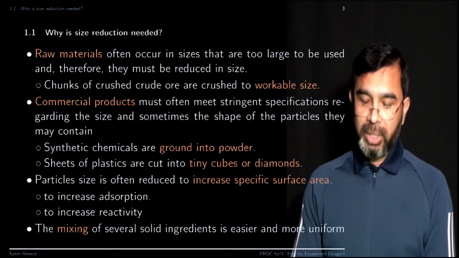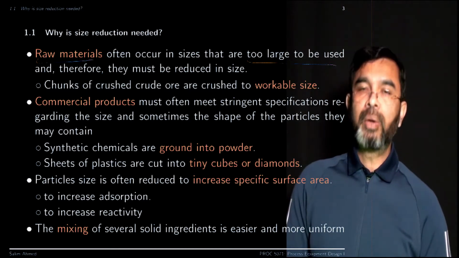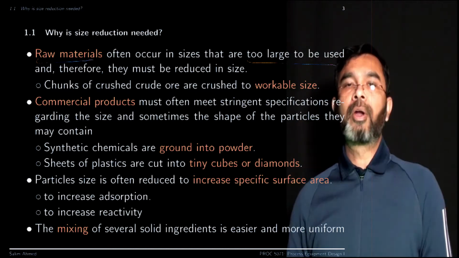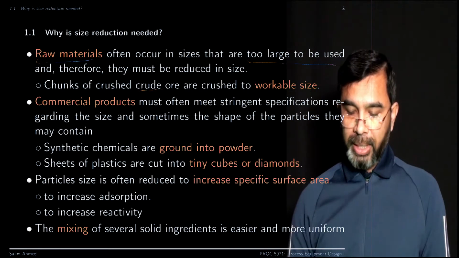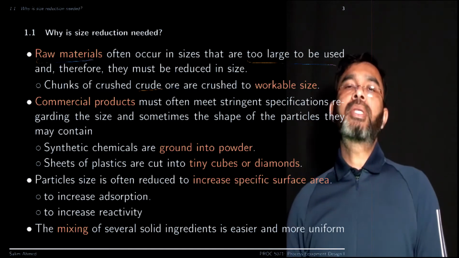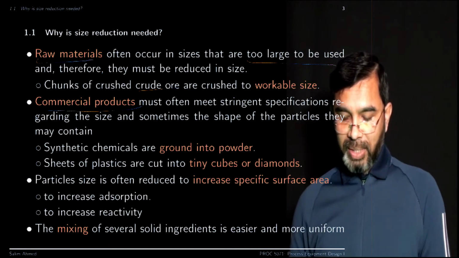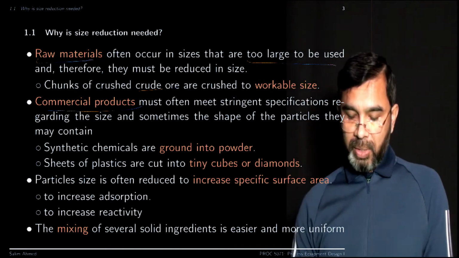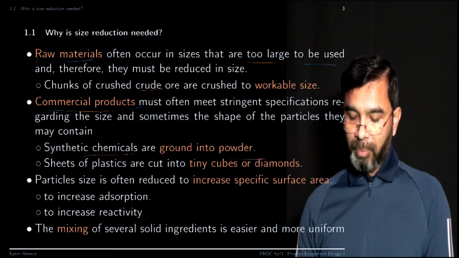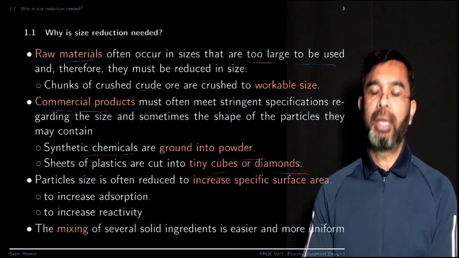Now, why is size reduction needed? First, the raw materials can be too large to be used in a particular operation, so they need to be reduced. For example, the crude ore needs to be crushed to get to a workable size. Sometimes the product that you need has very specific sizes. For example, some synthetic chemicals need to be in powder form. Some plastics may be needed in terms of cubes or diamonds, depending on the use of the products.